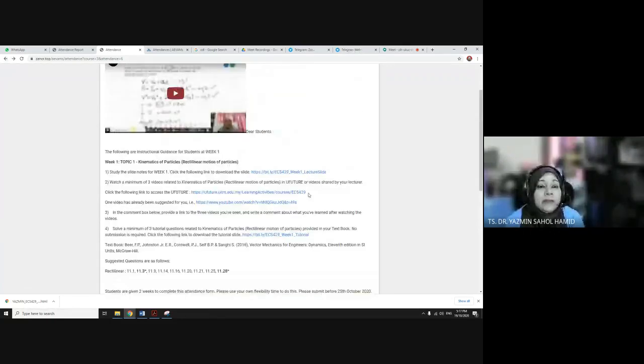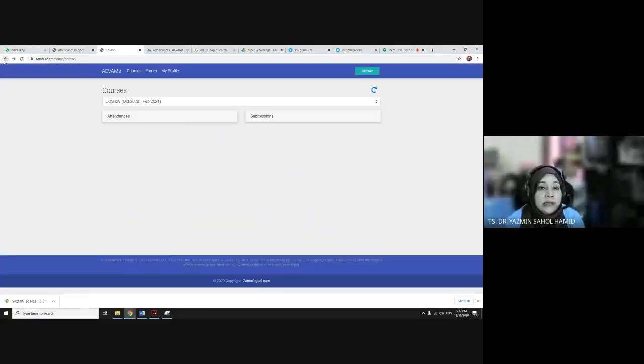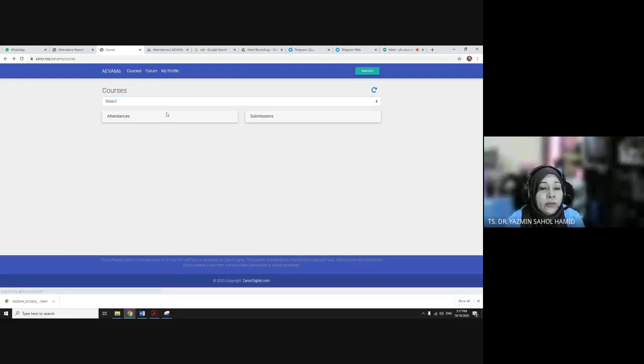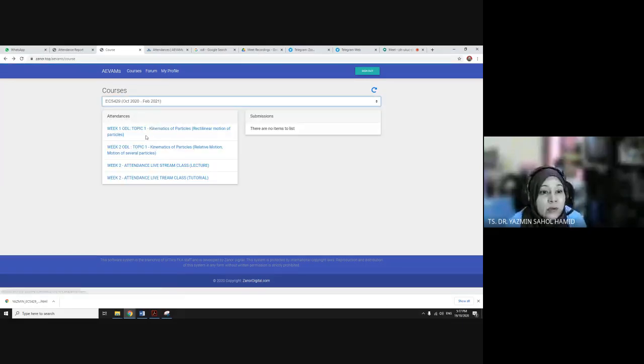It means you can fill in this attendance anytime you want according to your own flexibility. So hopefully, if you do that today, then by tomorrow we have a class and I am going to go to week 2, which is kinematics of particles, relative motion, and several particles. We need to speed up a bit because last week we didn't really do much. So maybe for this week it will take a little longer. I hope that's okay.